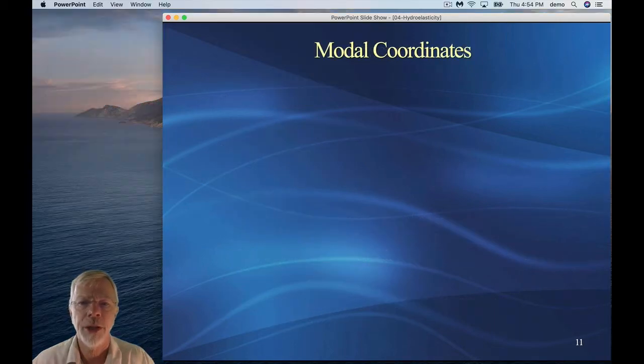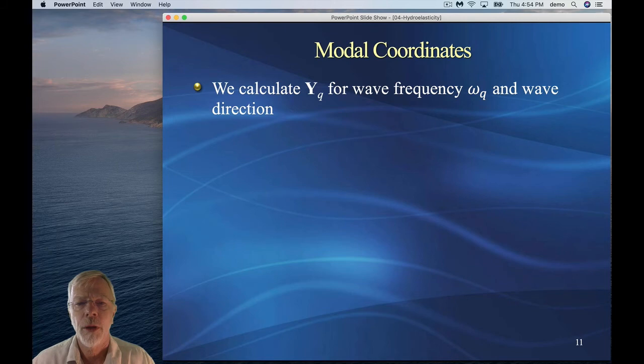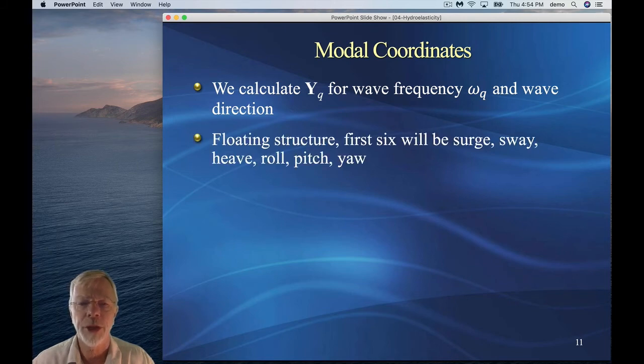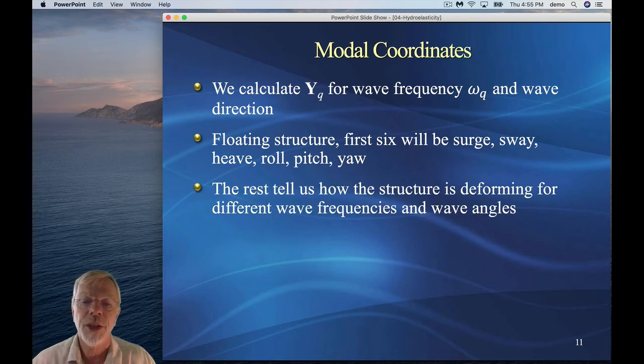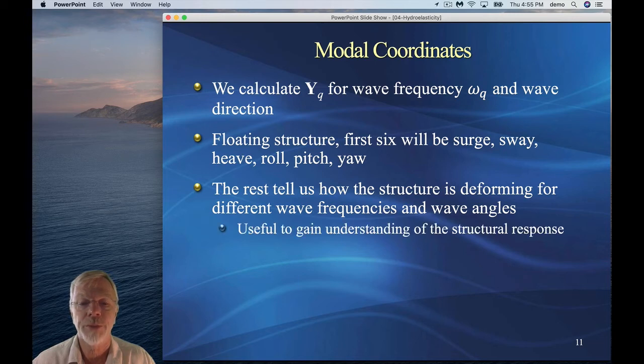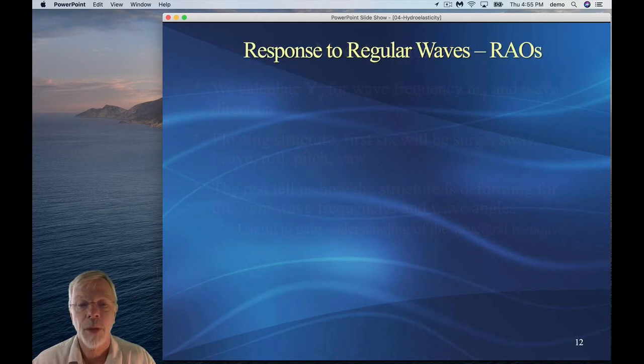Let's talk about calculating the modal coordinates for a minute. We calculate y_q for wave frequency omega_q and a given wave direction. For a floating structure, the first 6 values will be for surge, sway, heave, roll, pitch, and yaw. The rest tell us how the structure is deforming for different wave frequencies and wave angles. Looking at these is useful to gain understanding of the structural response, which modes are being excited by the wave forcing, and which are not.